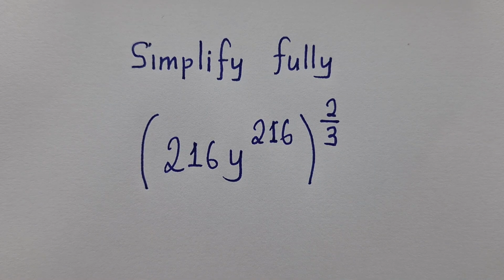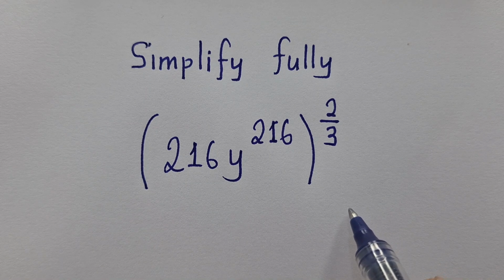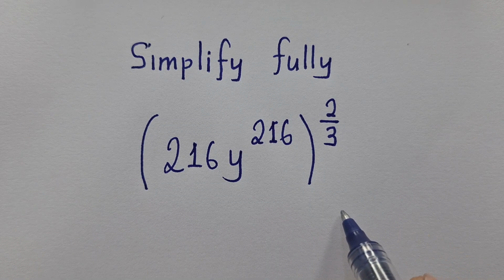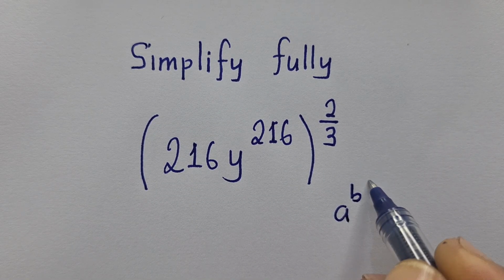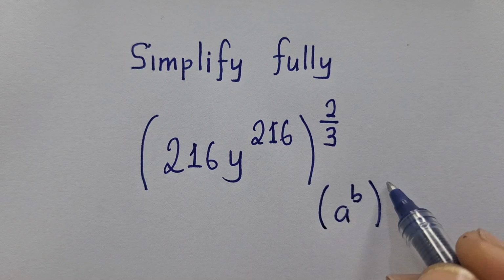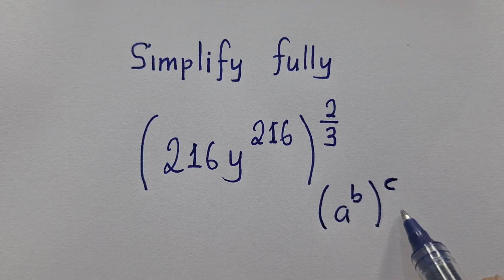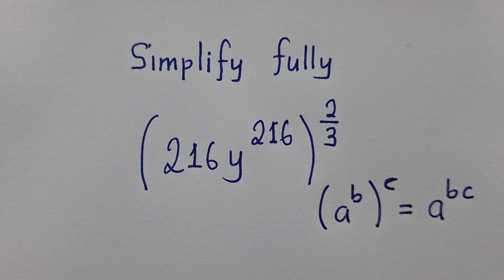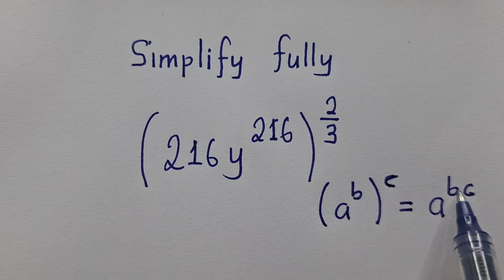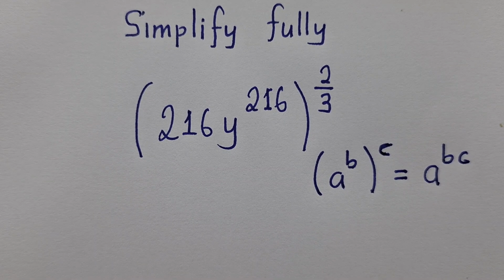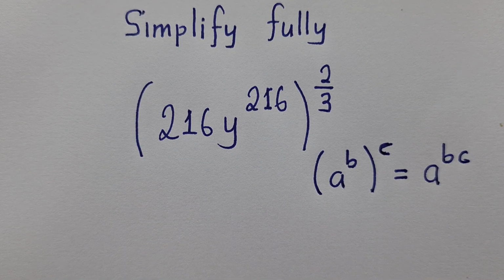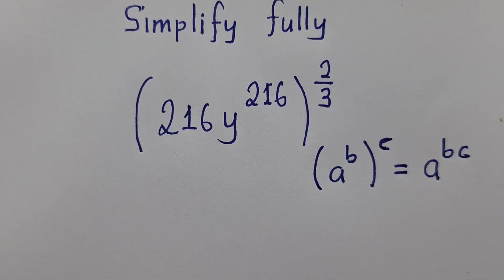So for this question to be simplified, we first need to understand or apply the property which says that when you've got a power b, and then there is a c here, this will simply be equal to a power b times c, because power to power we multiply. So where are we going to apply this property? Right here.